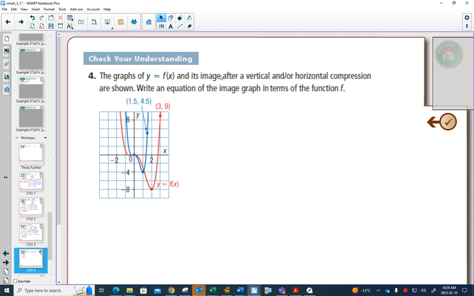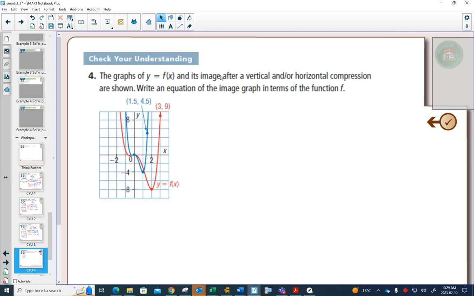They gave us the original graph in red, and then there's the image graph in blue. So they have the graph of f of x. How do I know this is the original graph? Because it says the graphs of f of x and its image. So f of x is the original one, the image is the blue one.